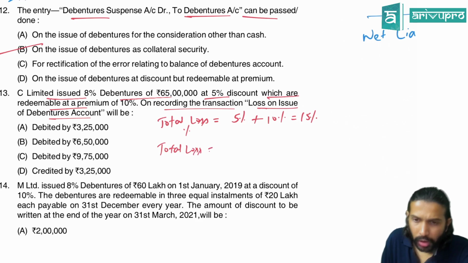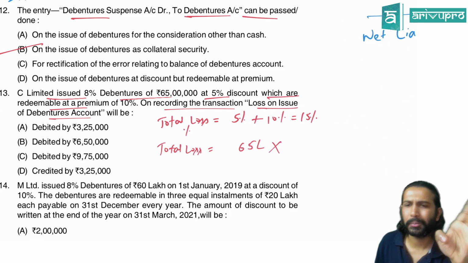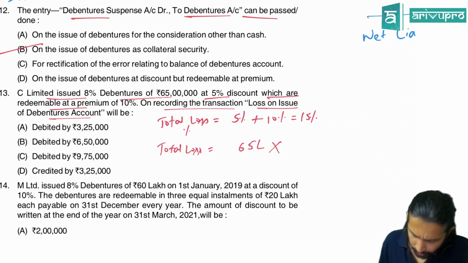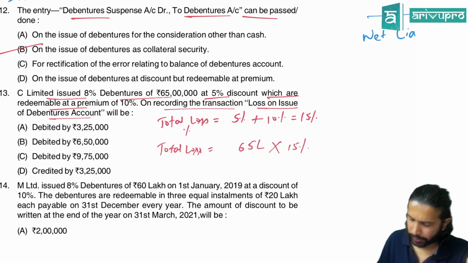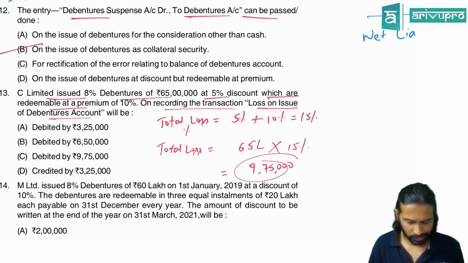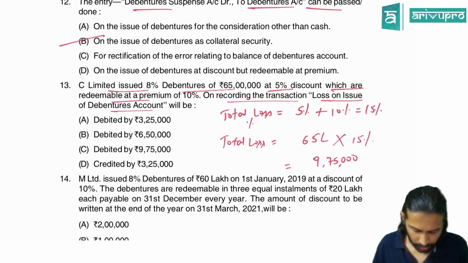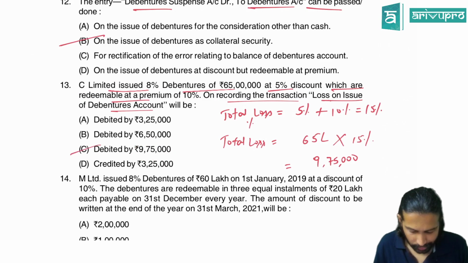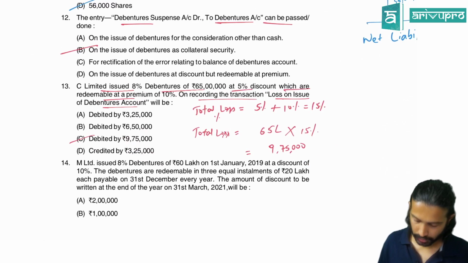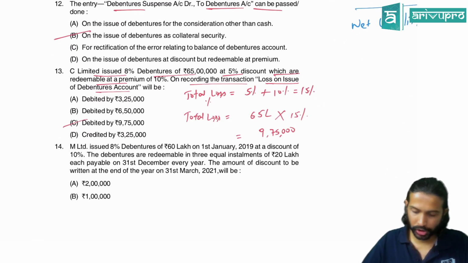Total loss in amount. Face value of the debenture is 65 lakh rupees. Premium, discount, dividend, all these are calculated on face value only, no? Face value is 65 lakh. Total loss is 15%. Calculate 15% of this. 65 into 15 lakh is how much? 9 lakh 75,000. So total loss is 9 lakh 75,000, which means the company will debit the amount by 9 lakh 75,000 only. The option is C, as in Chennai. That is the answer for this particular question.